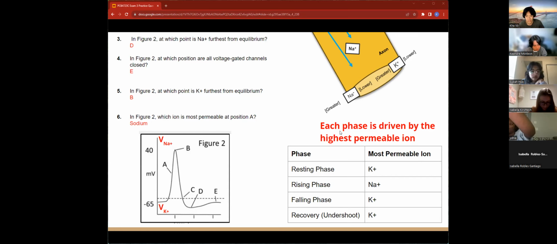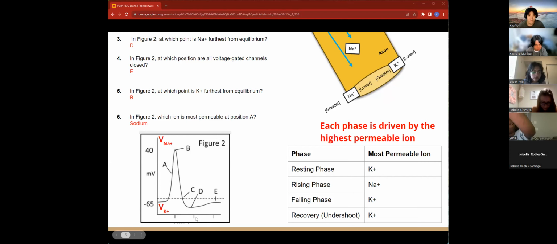And here, as you can see, I wrote each phase is driven by the most permeable ion. Knowing that, the question says, where is sodium furthest from equilibrium? We know equilibrium for sodium is around 40, somewhere up here. So whichever part of the line is farthest from that is going to be D. So that's why number 3 is D.